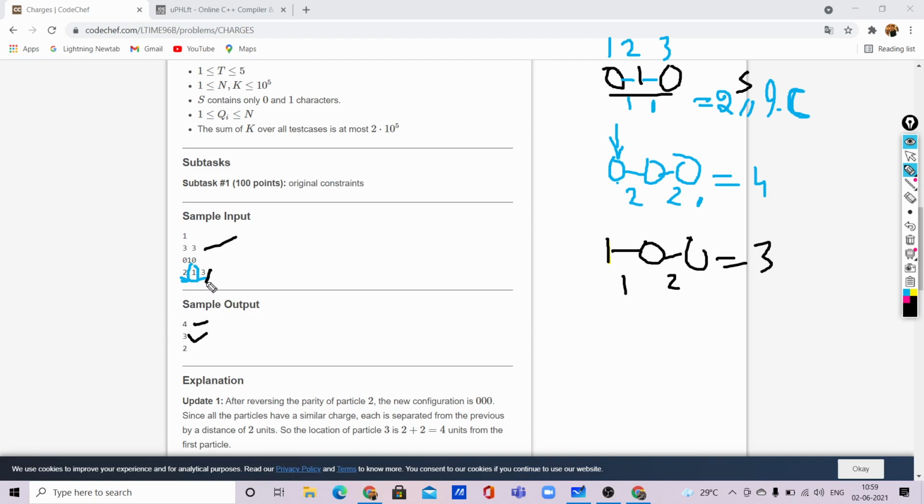Now let us complement the index position 3. Now this should be complemented. So we will be getting 1 0 1, and the distance between this pair is 1 and the distance between this pair is 1, and the total answer is 2.